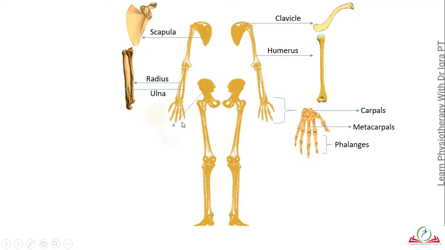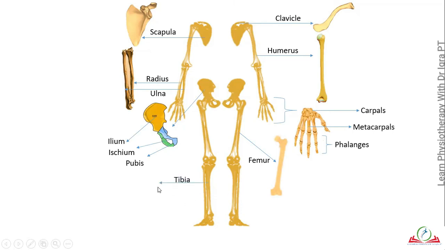The pelvic girdle consists of the ilium, ischium and the pubis. In the thigh, the femur bone is present, and the leg consists of 2 bones, the tibia and the fibula.